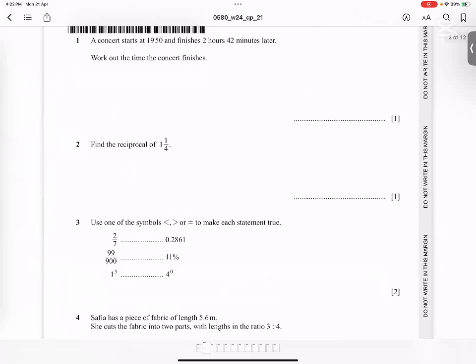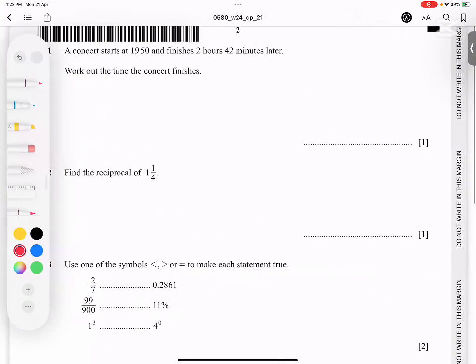Question number 1 we have here. The concert starts at 1950 and finished 2 hours 42 minutes later. Work out the concert finishing time. So we will try this on a number line. We will do this question on a number line. So this starts at 1950 and the total time is 2 hours 42 minutes.